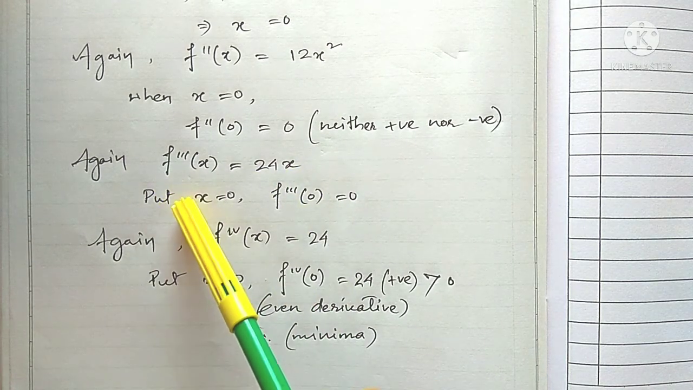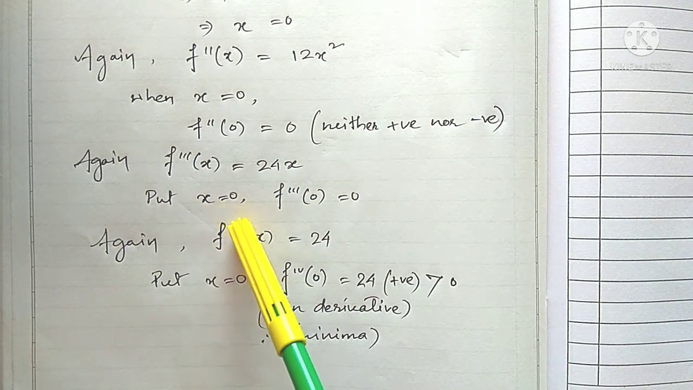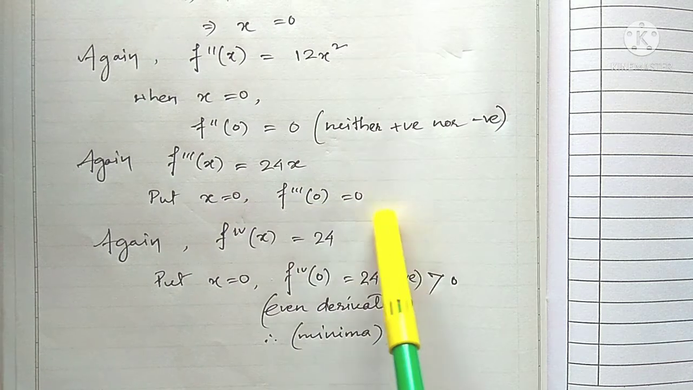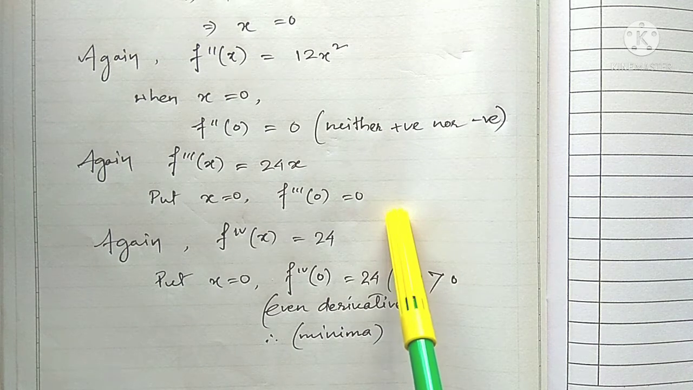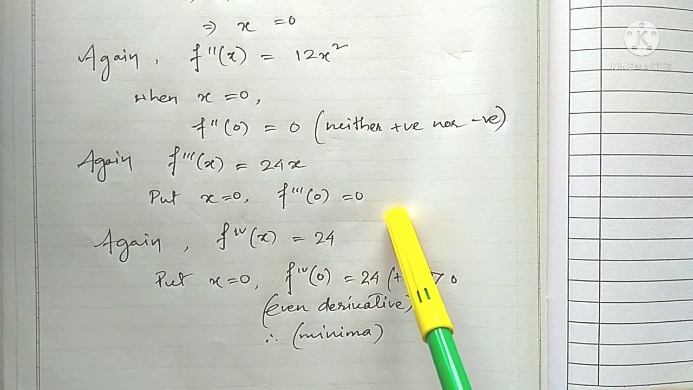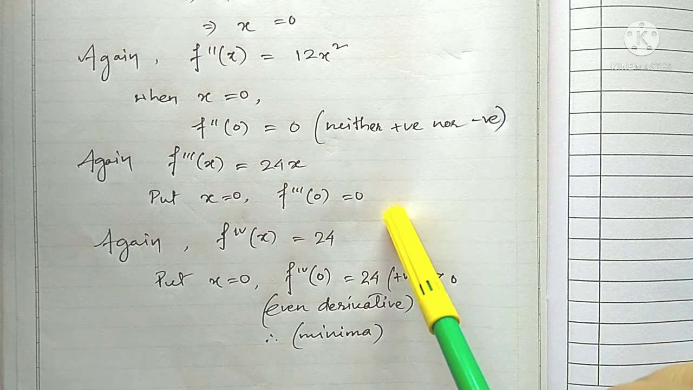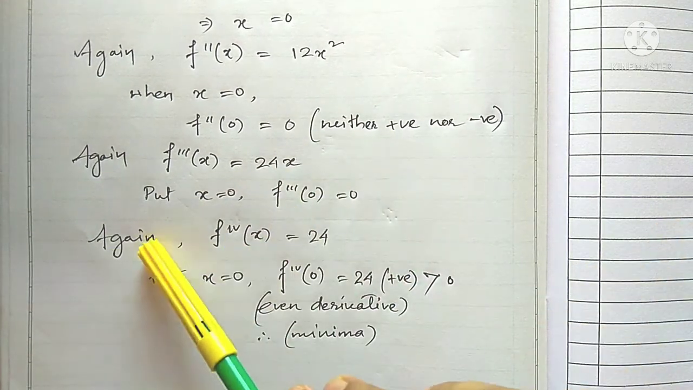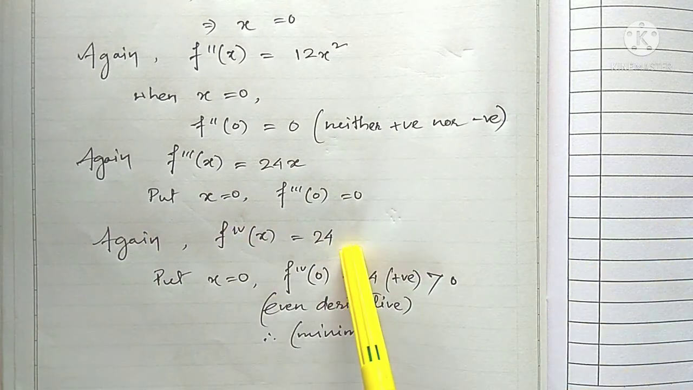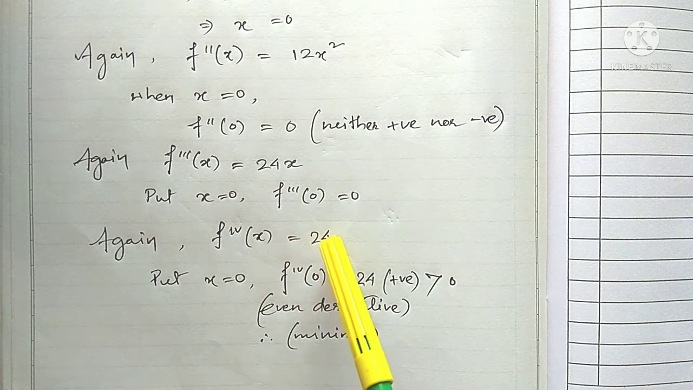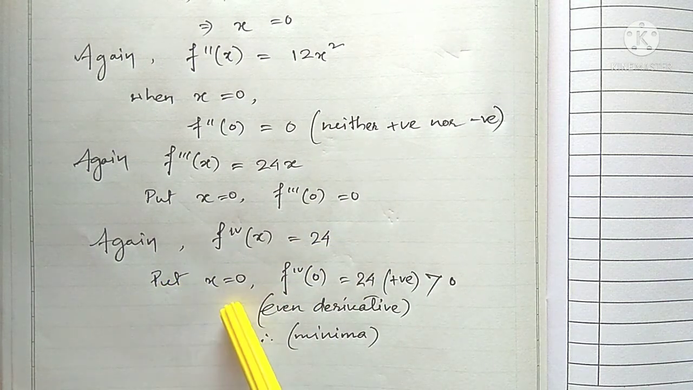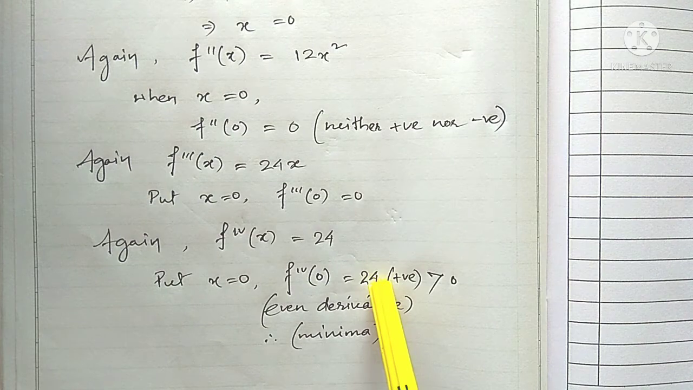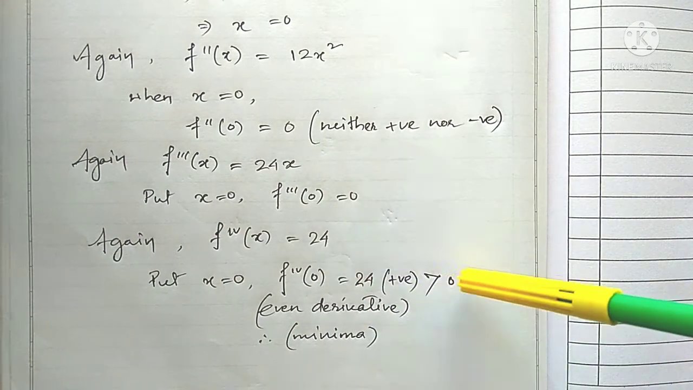Now again we put the critical point x equal to 0, and if you see here, then again we get 0. If we get 0 again, then again we have to differentiate. And this process continues as long as we get the value 0. So if we differentiate once more, the fourth derivative is 24. Now again we put the critical point x equal to 0, and we get the fourth derivative 24. That means this is a positive value, greater than 0.